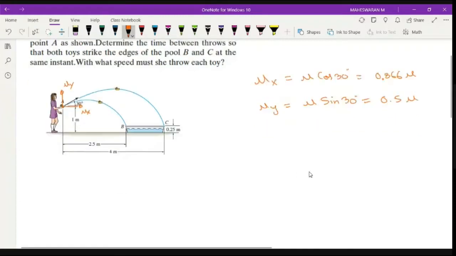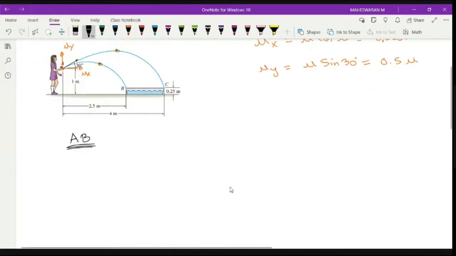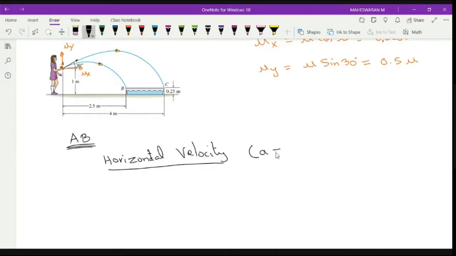Now I'm going to consider only one path, path AB. In this AB, I'm going to concentrate on the horizontal velocity. Whether it's path AB or AC, your ux and uy are the same. There is no change. Only the u value, the initial value, you have to identify. For horizontal velocity, you know that your acceleration is zero. So we got two equations.